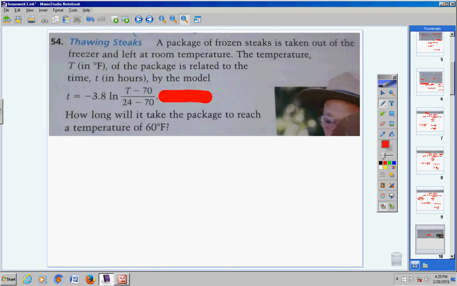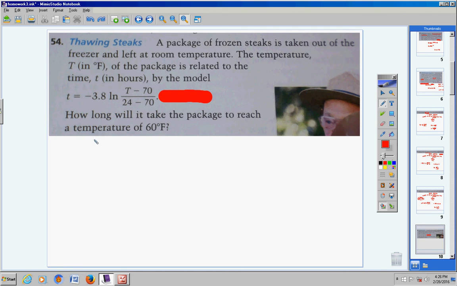Number 54. A package of frozen steaks are taken out of the freezer and left at room temperature. The temperature is related to time in this model here. So here's the temperature of the steaks, or of the package, based on hours. T is hours by this model. So guys, this is a pretty simple problem. They've given you everything. With this function, you can either tell me the temperature of this package, I'll tell you how long it's been out, or you can tell me how long it's been out, and I will tell you what the temperature of the package is.